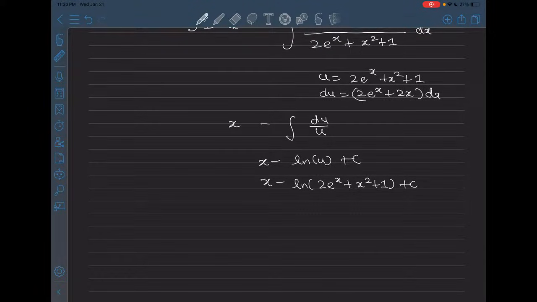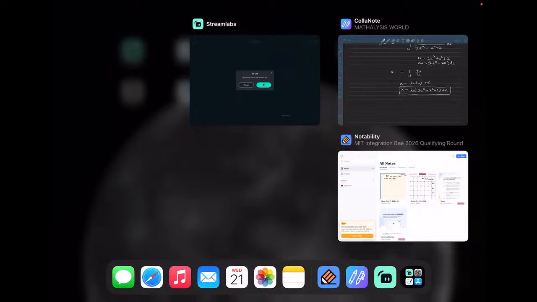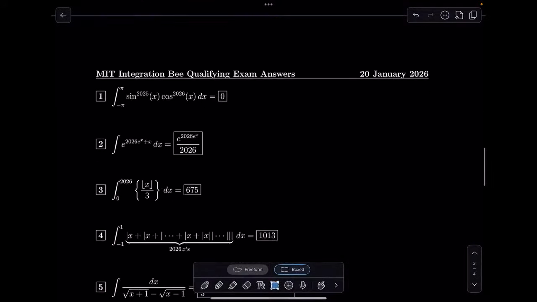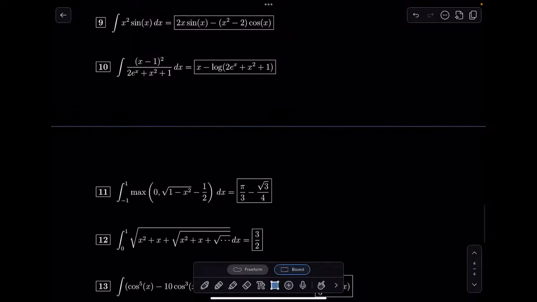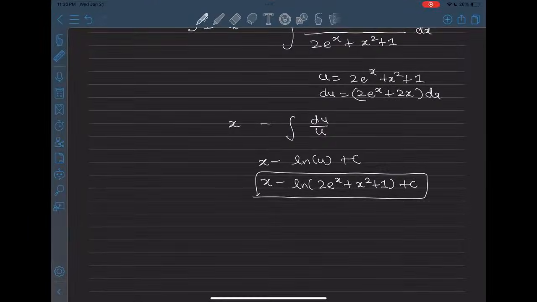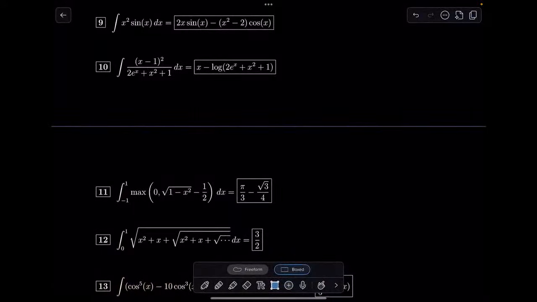Oh, you did. Oh, wow. You are in IIT Delhi. Yeah, that's really good. Okay. And so I think this is the answer, right? Let's check the answer. x minus ln of 2e to the power x plus x squared plus 1. Yeah, x minus ln of 2e to the power x plus x squared plus 1. Okay, so we are done with this. Let's go to the next problem now.